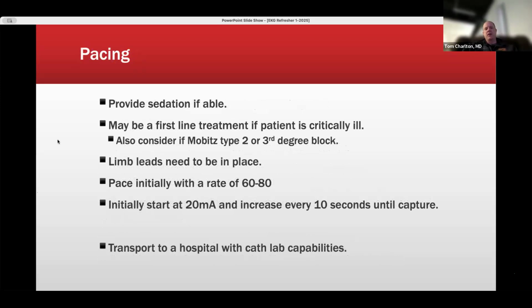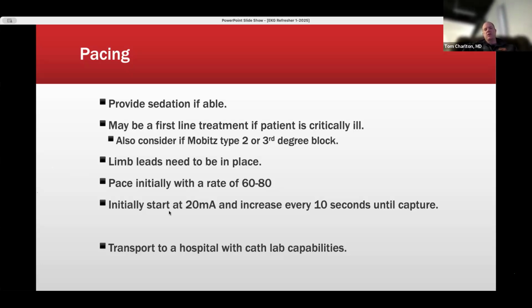We want to try and provide sedation if able, and I believe the protocol reads something like 2 to 4 milligrams every 5 minutes of Versed, until the patient's speech slurs or you hit, it's either 8 or 10 milligrams, I think. Once the patient is slurring, et cetera, you need to make sure that you get your pacer pads placed. Your limb leads need to be in place. That's what your monitor relies on to know when it needs to send out an impulse.